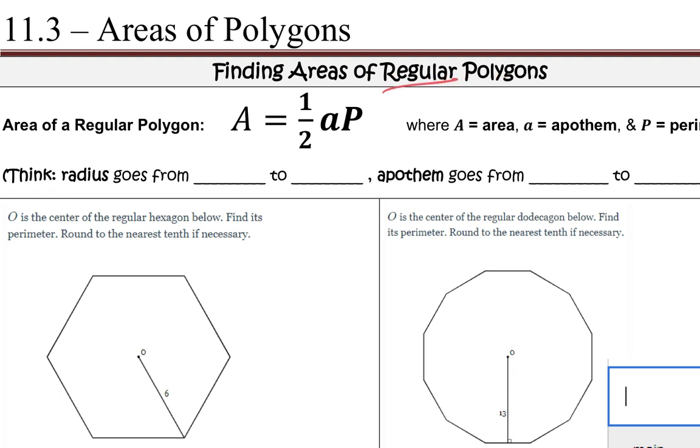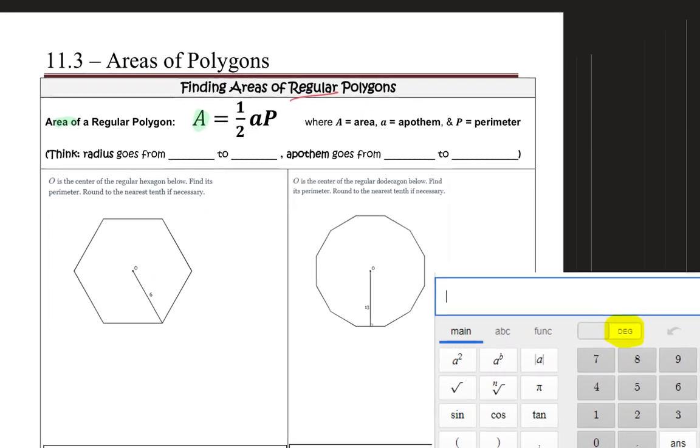Here's the formula. We're going to take a couple different approaches today, but this is the technical way that they want you to know. The area of a regular polygon, A, that being the area, is equal to 1/2 of the apothem times the perimeter. So we're going to use these abbreviations over here.